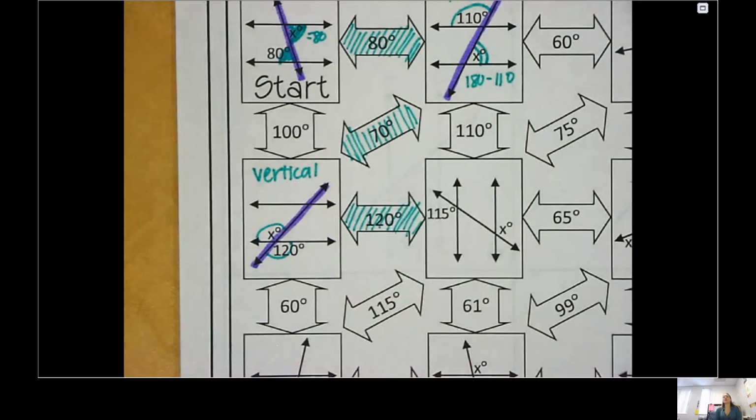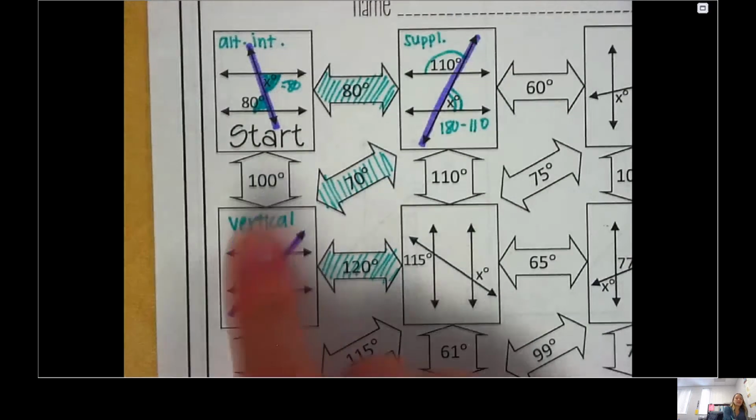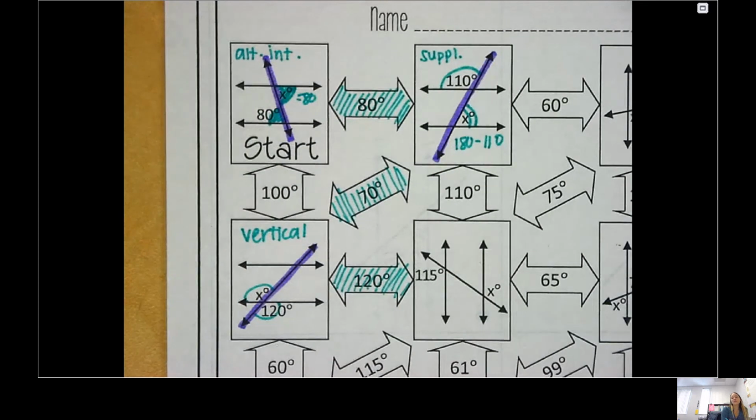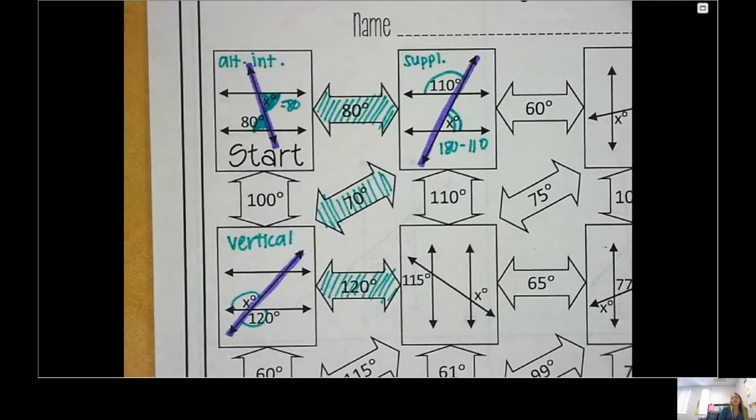Does that make sense? So here's what I want you to do. For each one, just like we did, write the relationship first and then solve for X once you're done. Okay? Does that make sense? So highlight your transversal, write the relationship, and then solve for X. Look, you only have two choices. Either they look exactly the same, and they are the same, or if they look different, they have to add up to 180. Those are your only two choices. That's it. So don't fall for anything else.